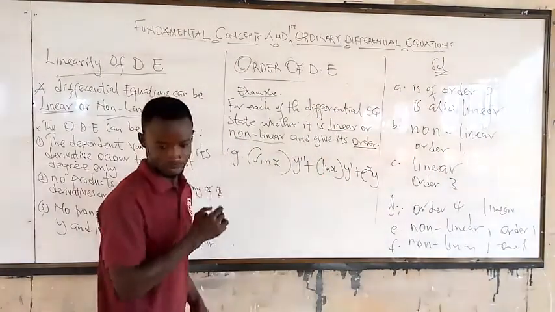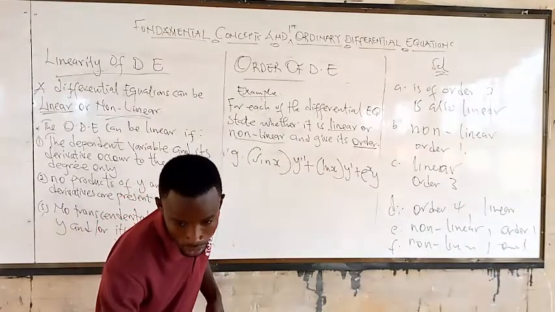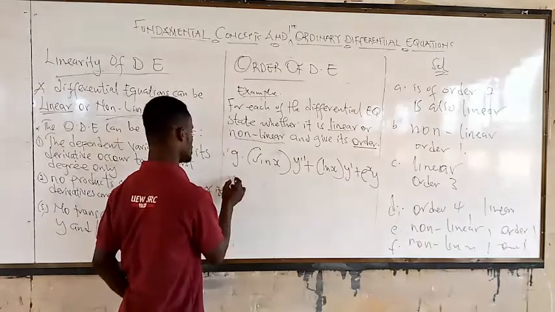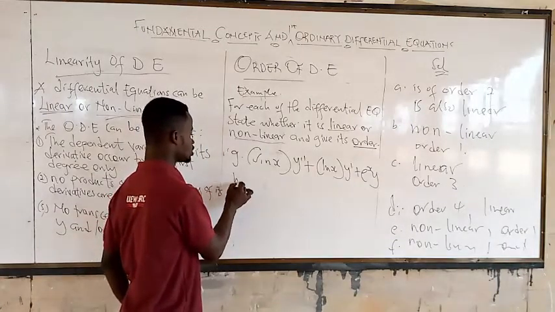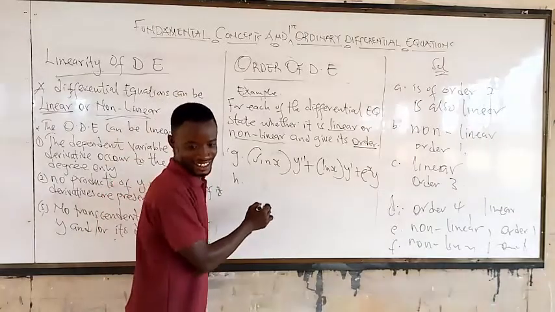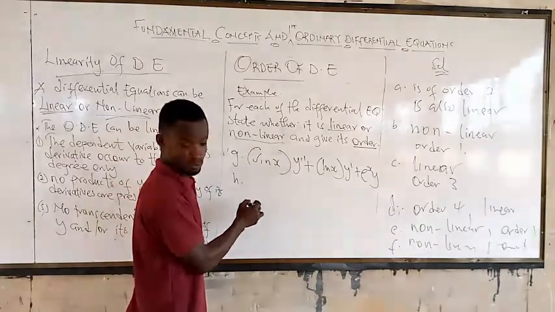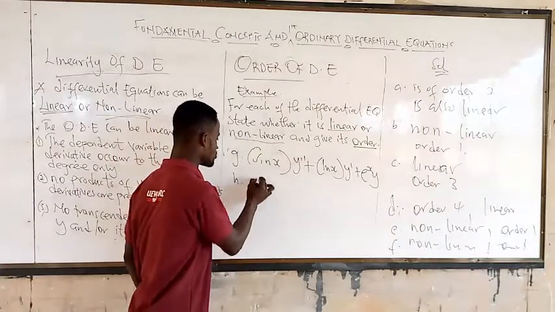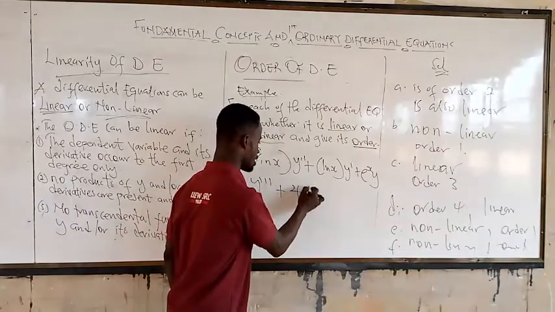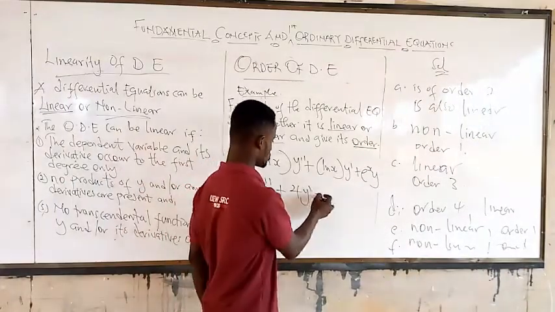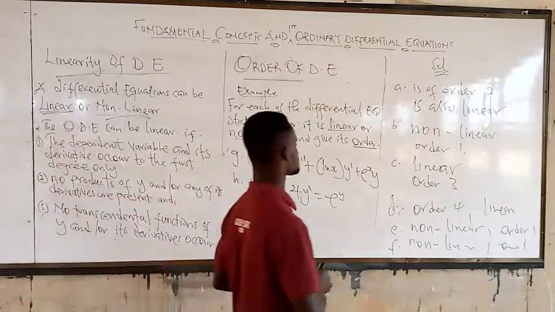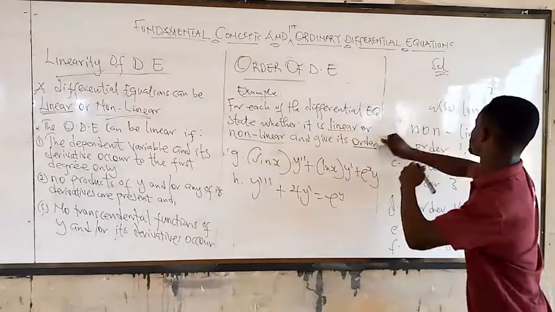Very good. Let's look at something also like, from G we go to H. F, G, H, okay, H. So let's see. y prime prime prime plus 4y prime is equal to e to the power y. Very good. Let's look at these last two.